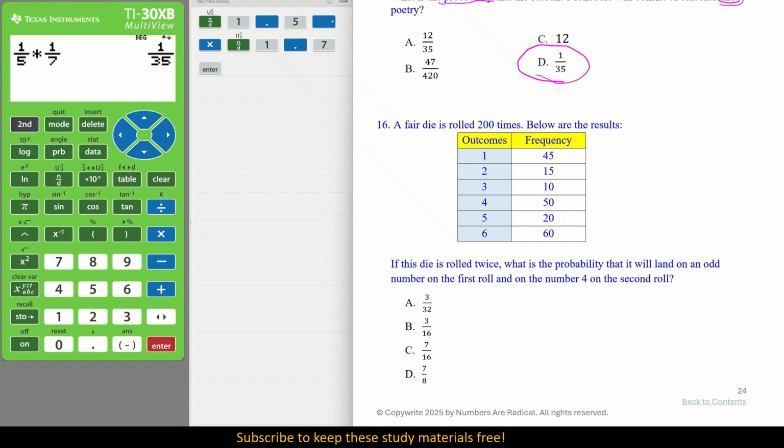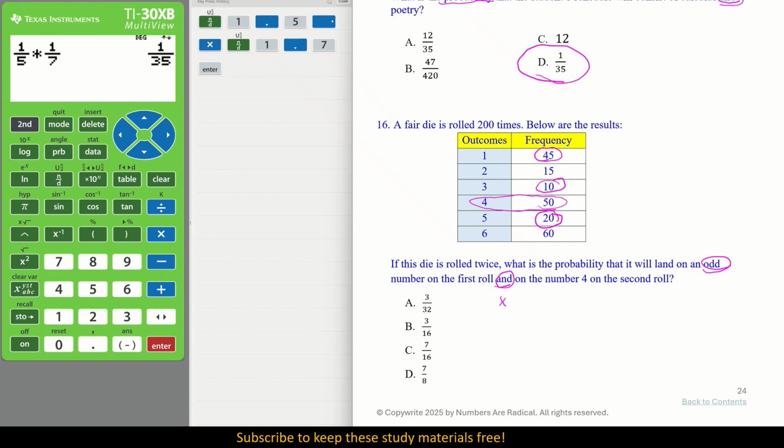If this die is rolled twice, so we know we have two events, what is the probability that it will land on an odd number on the first roll? Okay, so we have odd going first. And, well, we know that implies multiplication. And on the number 4 on the second roll. Okay, so we want the number 4. So this is what we want for the second one. Now for the first one, what are we going to need? It says odd. Well, that is 45, 10, and 20.